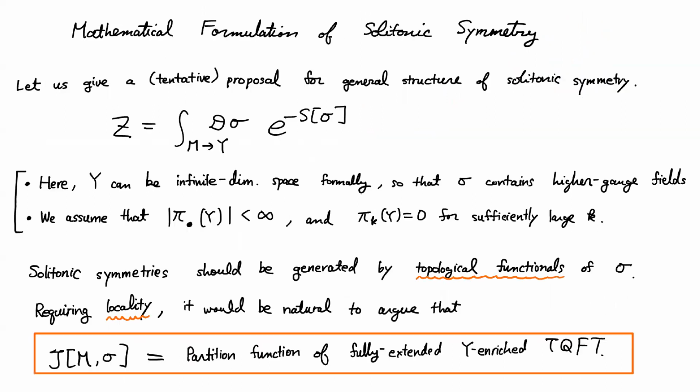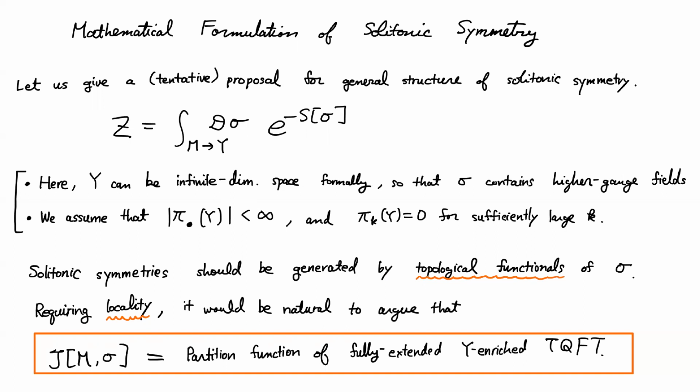So this is the end of section 2. I want to briefly talk about the mathematical formulation behind this solitonic symmetry. Our proposal is still a tentative one, and we do not yet know the full story, but I want to give a tentative proposal for the general structure behind this solitonic symmetry. We are considering this kind of sigma model partition function, and when we have this kind of path integral, what are the general symmetry generators controlling the topological solitons related to this target space?